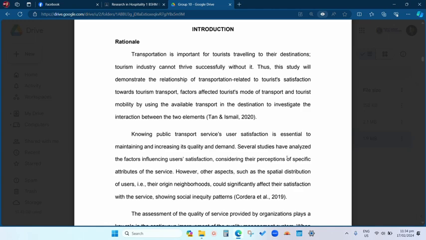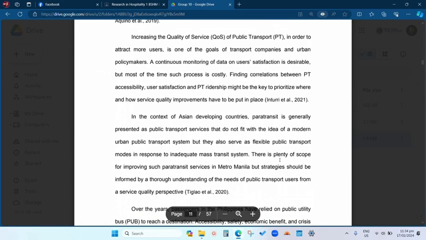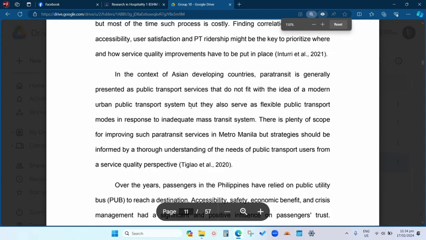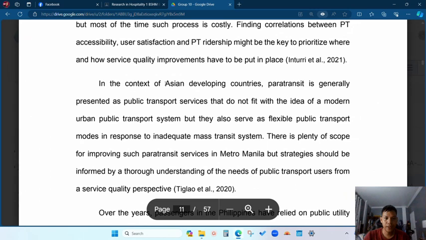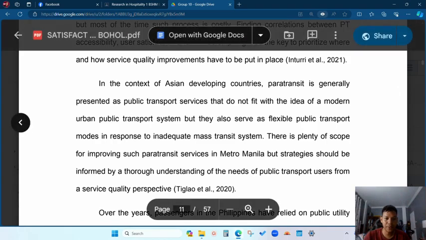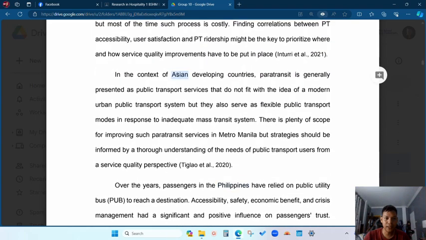So one important component here is the gaps and the issues, and the justification why this study is relevant. We can see in this paragraph, it mentions that in the context of Asian developing countries, so this study mentioned the international issues. International, because it talks about Asian developing countries and some of their problems. And also we can see here in the national part, over the years, passengers in the Philippines. So it talks about the national aspects, and this side talks about the international.